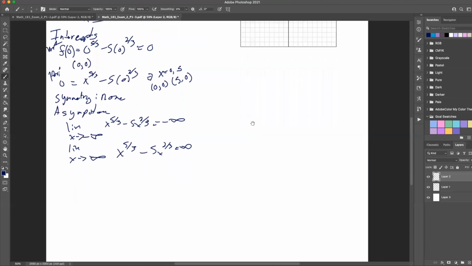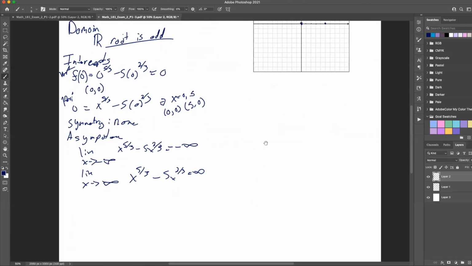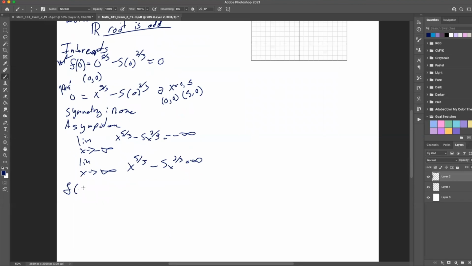All right, so what's the next thing we want to find? We want to find the local minima and maxima. So how do we do that? We take our derivative. The derivative of this would be 5/3 x to the 2/3 minus, and then this 2/3 would pop out, so 10/3 x to the minus 1/3. Okay, so we have this. What do we do? We set this equal to 0, because then we want to find our critical points, or we set it equal to non-existent.